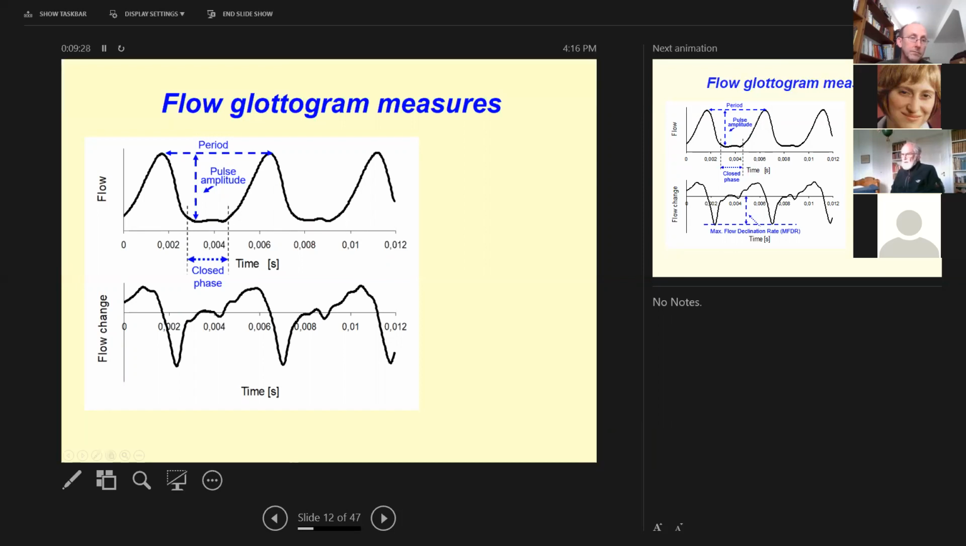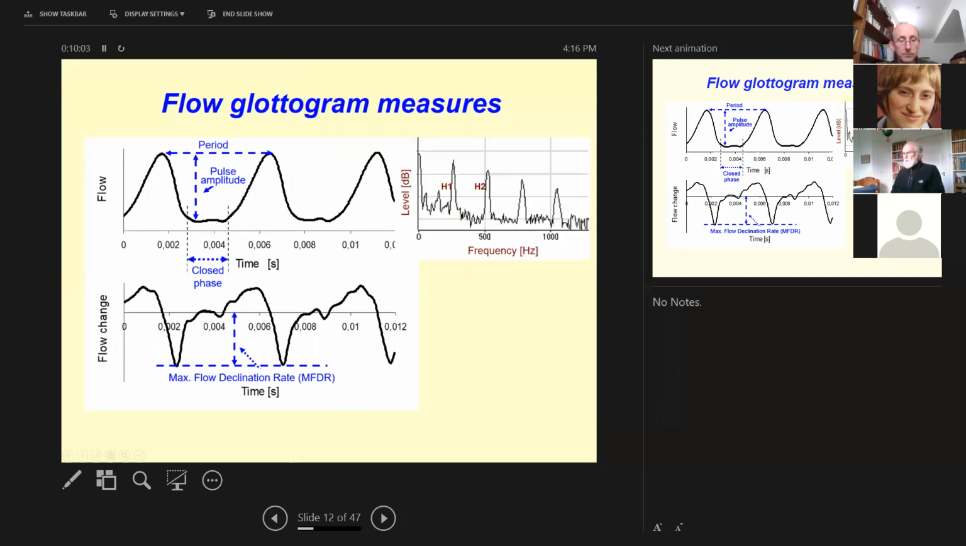And then you get the most remarkable and most important aspect of the voice source, and that is the speed of flow declination. And that is then the negative peak of the derivative of the flow glottogram. So that has a name of its own that I will talk about a lot, and that is the maximum flow declination rate, MFDR. That is the steepness of the trailing end of the air pulse in the flow glottogram. That's it.